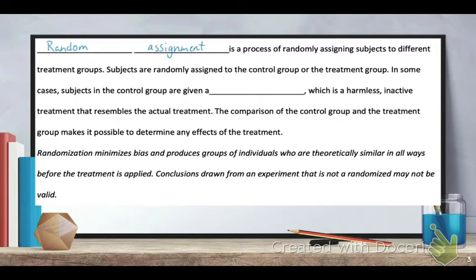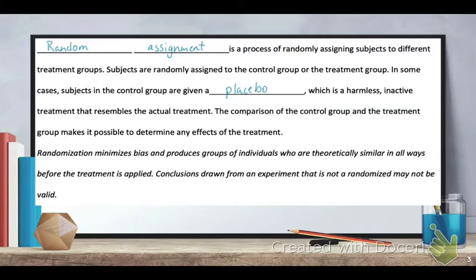Random assignment is the process of randomly assigning subjects to different treatment groups. Subjects are randomly assigned to the control group or to the treatment group. In some cases, subjects in the control group are given what's called a placebo. It's a harmless, inactive treatment that resembles the actual treatment. The comparison of the control group and the treatment group makes it possible to determine any effects of the treatment.